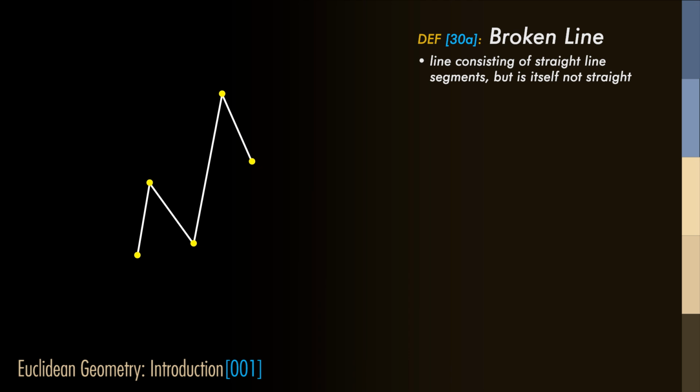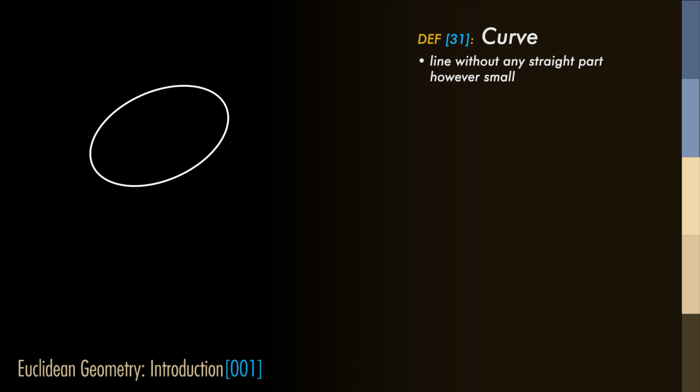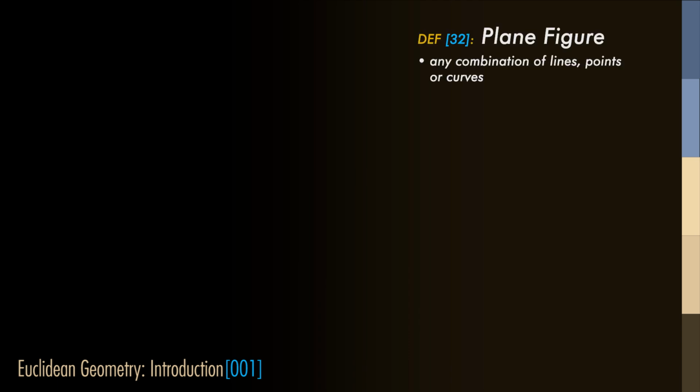A broken line is a line that is not straight, but consists of parts that are straight. A broken line whose beginning point and end point coincide is called a closed line or a polygon. A curve is a line that has no part, however small, that is straight. Any combination of points, lines, or curves lying in the same plane is called a plane figure. And that's what we are going to study in this course.